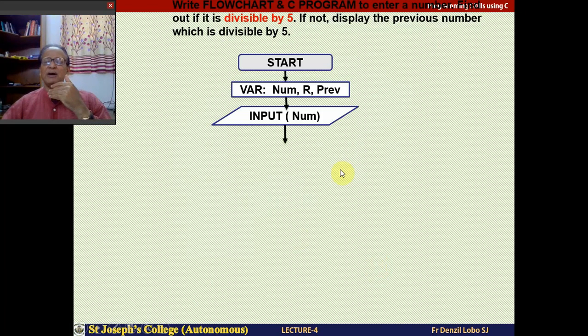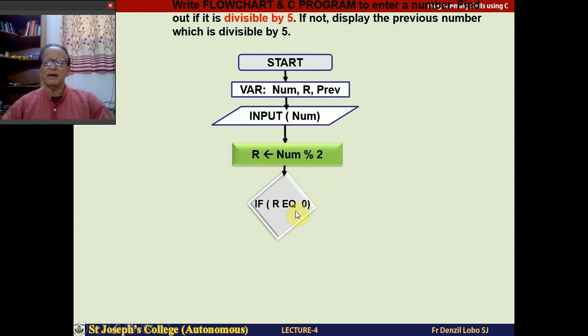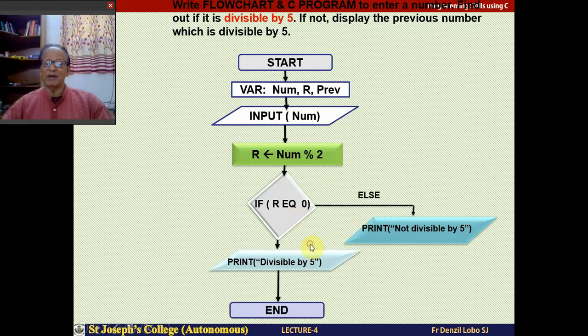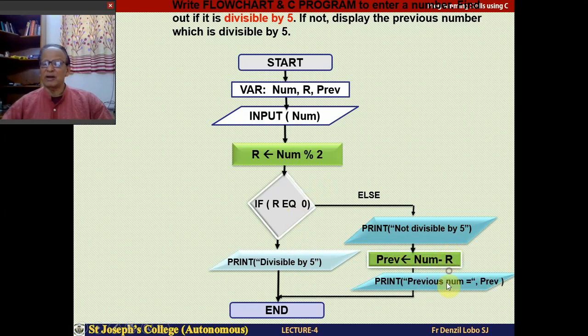Yes, here we are. Start, number, r, previous. You get the number, you find the remainder, and again ask this, is r equal to 0? Yes, it is divisible by 5. If it is not, you say it is not divisible by 5. Use the formula previous is equal to number minus r, and you display that previous, and this is the flow chart for finding out the previous number if the number is not divisible by 5.